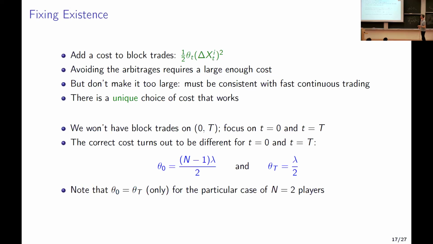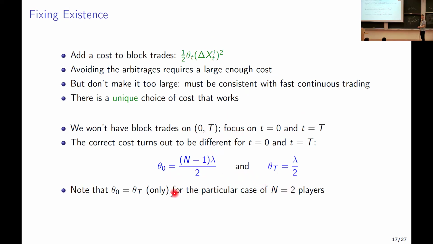Okay, so the additional costs that we add are quadratic costs, like everything else in this model. And there's going to be a coefficient which is called theta. Okay, we're not going to see block trades on the open time interval (0,T). Maybe just leave me with that so we don't have to worry about it too much. What we're going to do is add extra costs at the beginning and at the end.